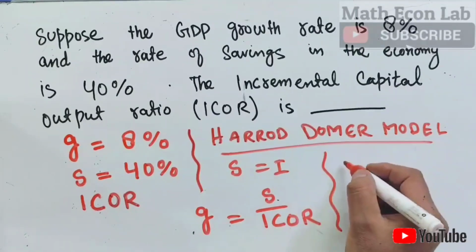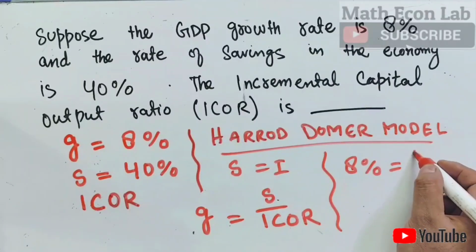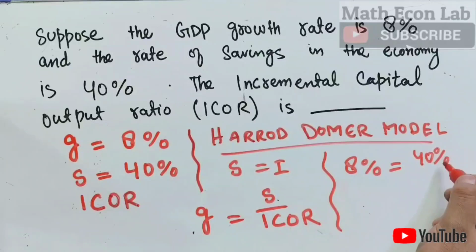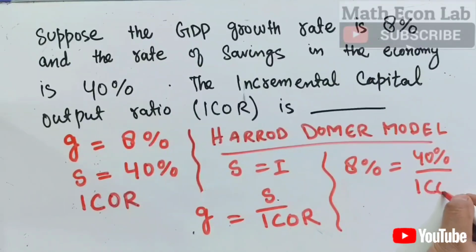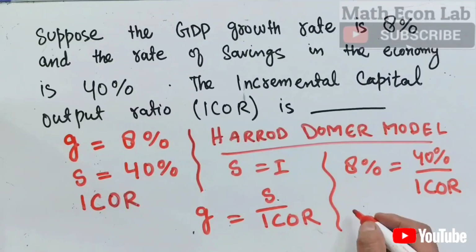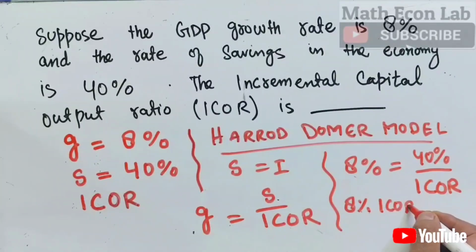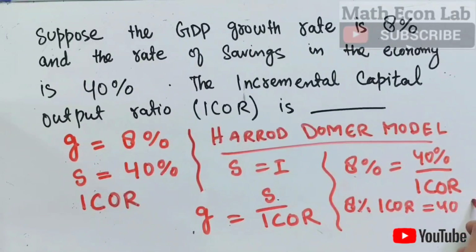Growth rate is 8%. Savings rate is being given as 40%. And we are supposed to find the incremental capital output ratio. Multiplying this with this, so we get 8% times ICOR is equal to 40%, which gives us ICOR will be equal to, transpose this here, it gets divided, so we have 40% divided by 8%.